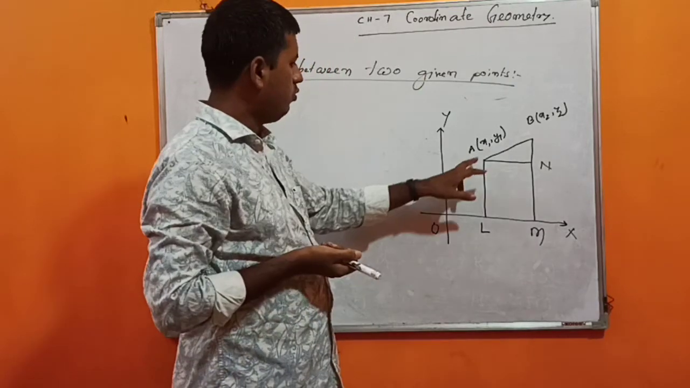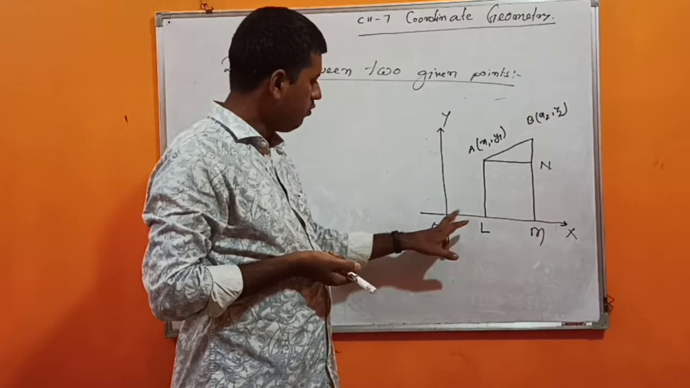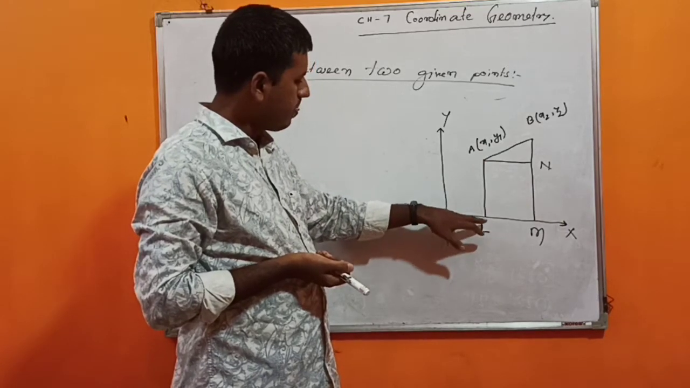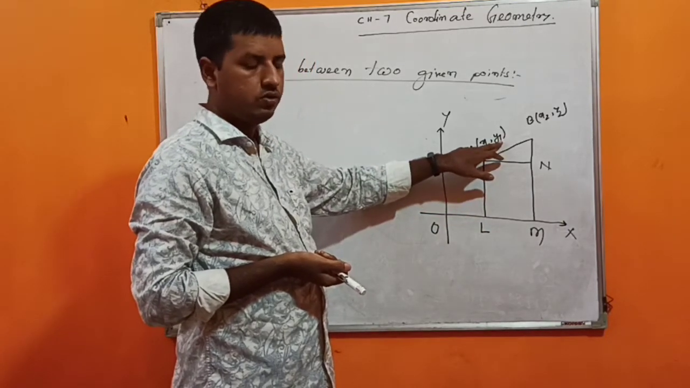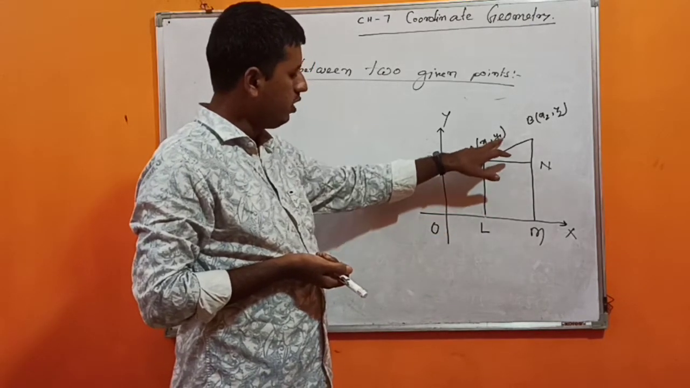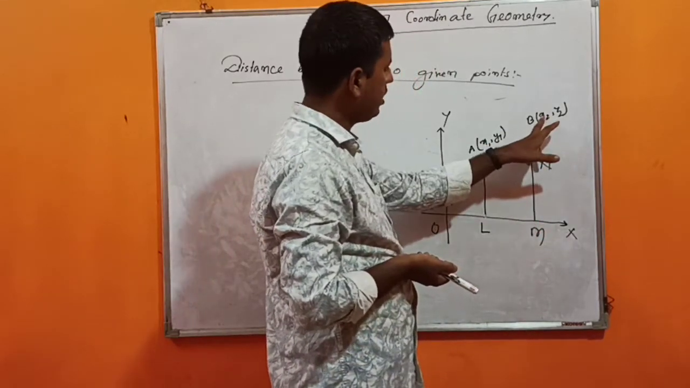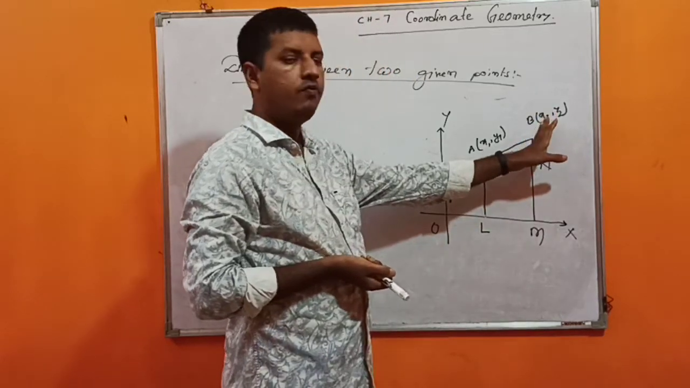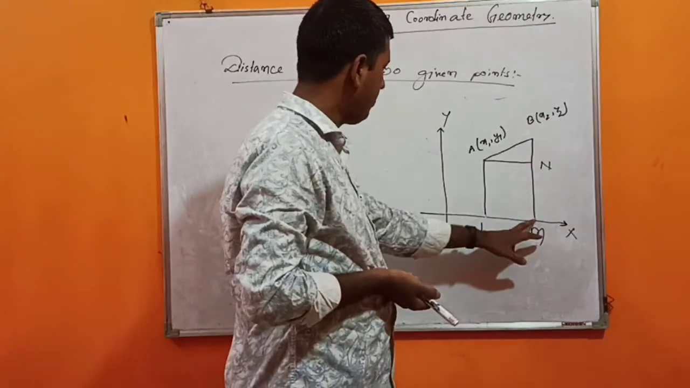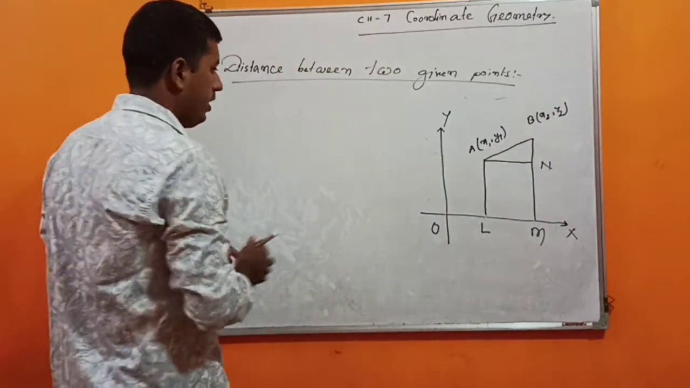So first number always represents the distance from which axis? Y axis. So x1 will be the value of OL, and AL, that is the distance from x axis, will be y1. So the value of OL is equal to x1, value of AL equal to y1. Here in the second point, the value of OM is x2, as the first number of any point always represents the distance from which axis? Y axis. So x2 will be the value of OM and BM will be the value of what? y2.